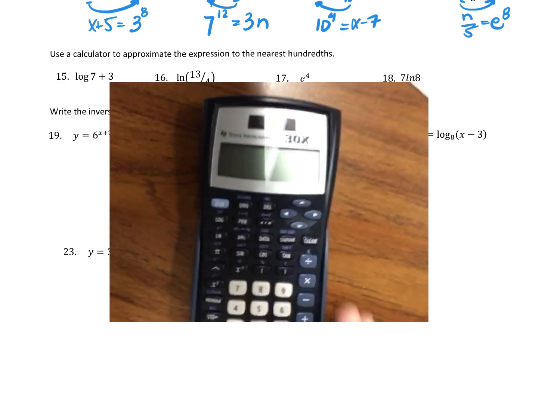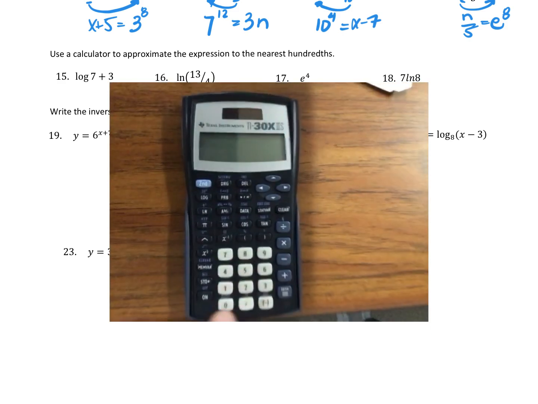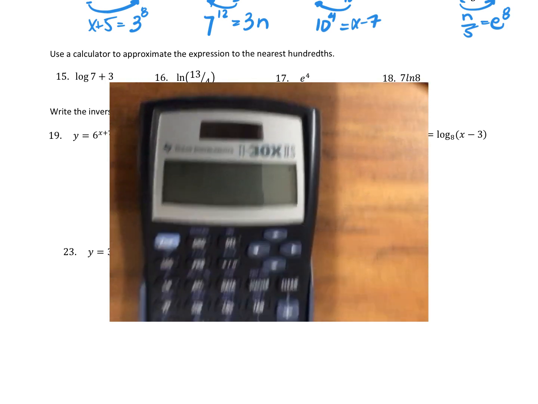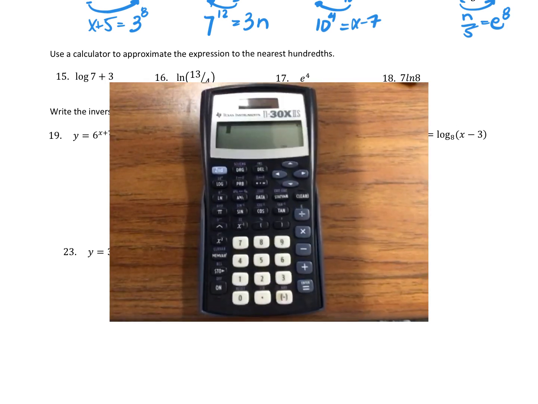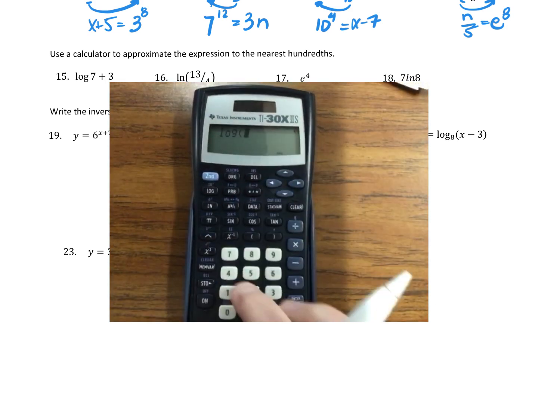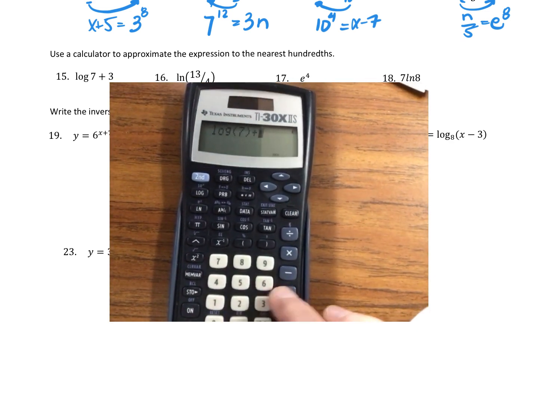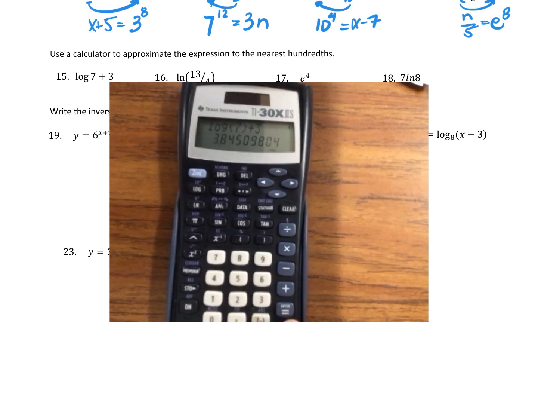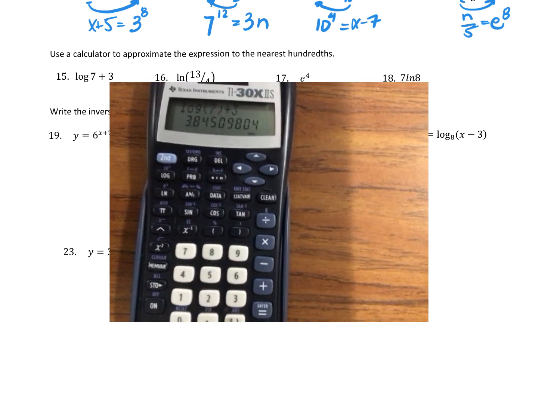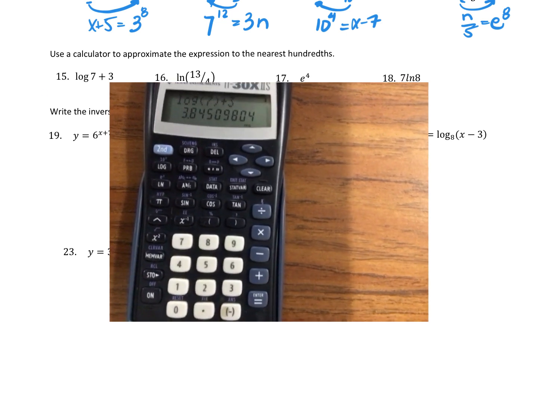Okay, so here's our calculator. I'm going to do the log of 7. We're going to close the parentheses and then plus 3. So that's 3.85. It says nearest hundredths.